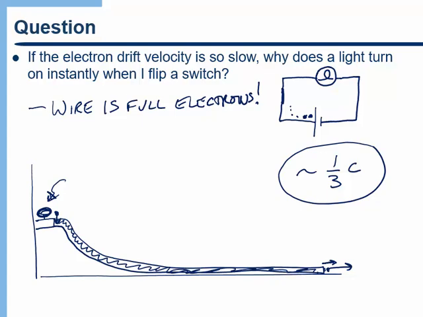Electrons in a wire are the exact same way. So as soon as this electron starts moving, it's an incredibly fast process for the one all the way over here to start moving. And that's why our lights turn on essentially instantly.